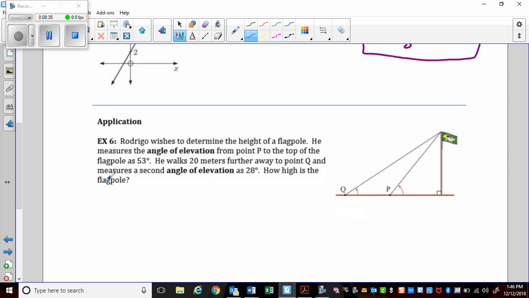It says Rodrigo wishes to determine the height of this flagpole. He measures the angle of elevation from point P to the top of the flagpole as 53 degrees. He walks 20 meters further away to point Q. So this right here is 20 meters. And he measures the second angle of elevation as 28 degrees. How high is this flagpole?